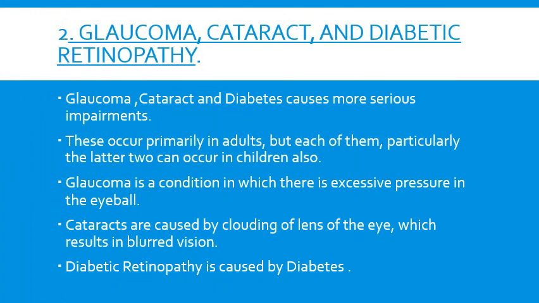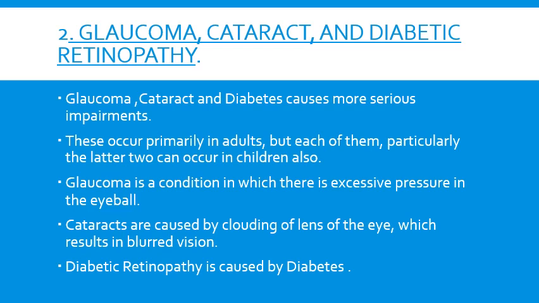Moving on to the next cause, that is glaucoma, cataract and diabetic retinopathy. Glaucoma is a condition in which there is excessive pressure in the eyeball. If left untreated, the condition progresses to the point at which the blood supply to the optic nerve is cut off and blindness results. The cause of glaucoma is presently unknown and its onset can be sudden or very gradual. A common complaint during early stages of glaucoma is that lights appear to have halos around them.